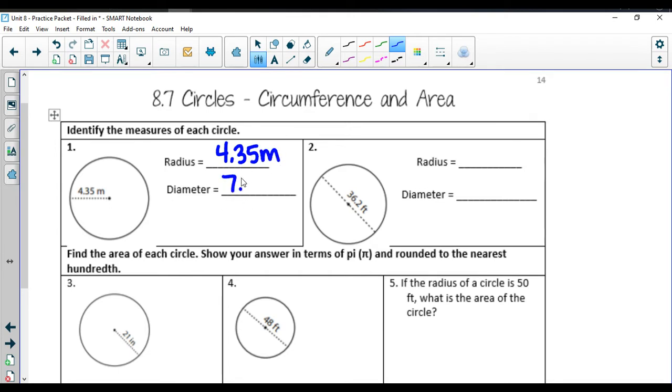So I'm going to get 8.7 meters when I double it. In this one, I know the diameter is 36.2 feet. So to get the radius, I'm going to divide it in half, which is going to give me 18.1 feet.